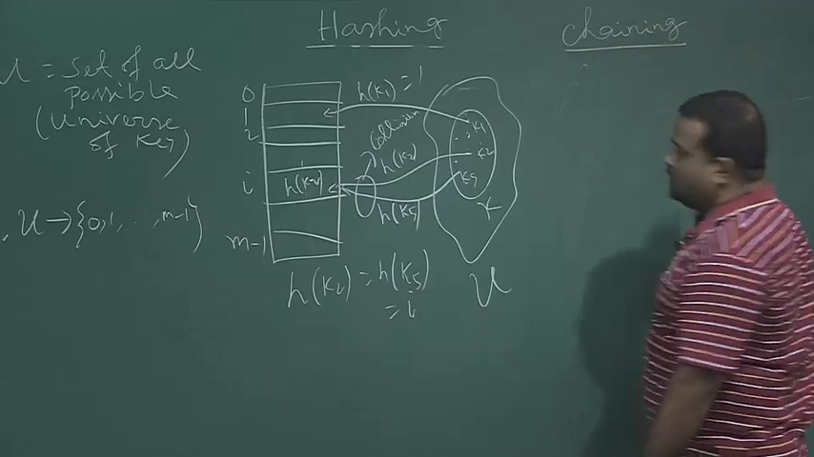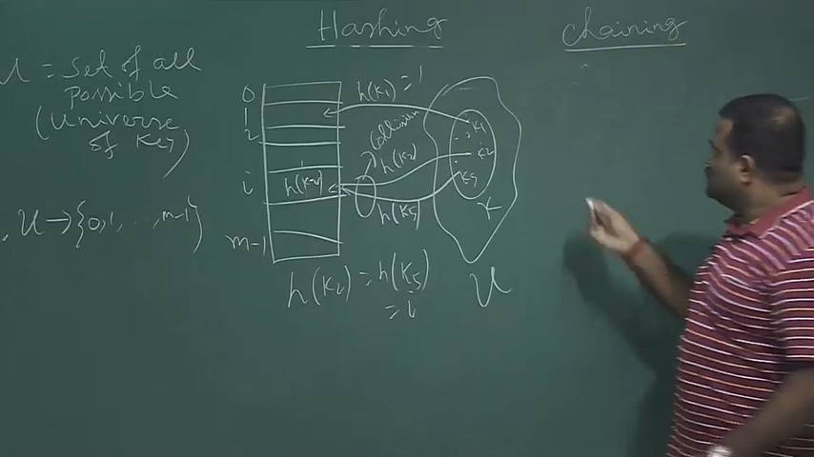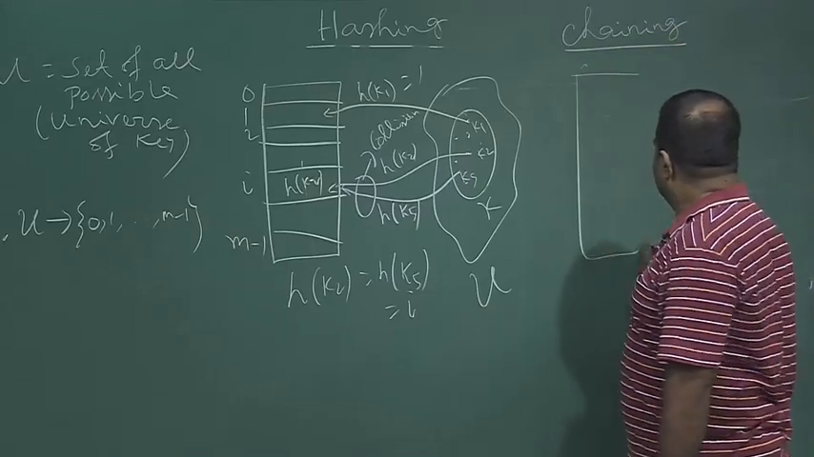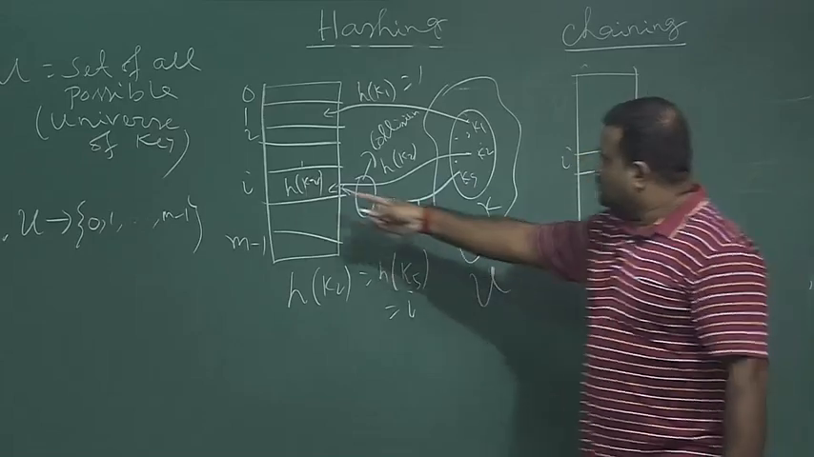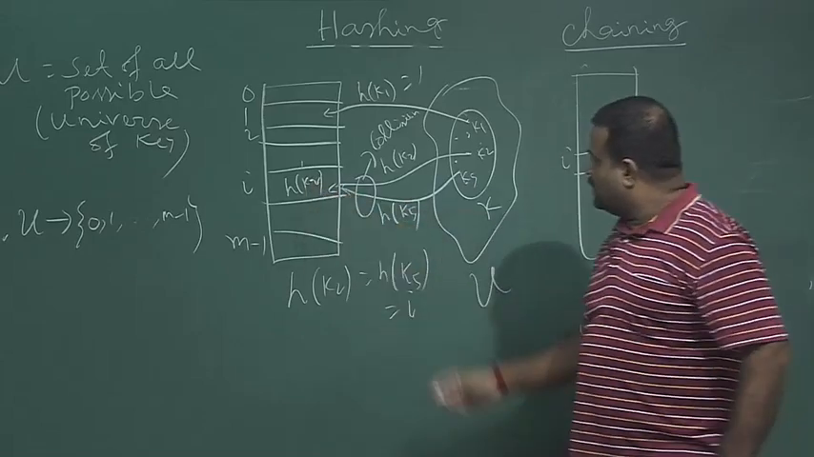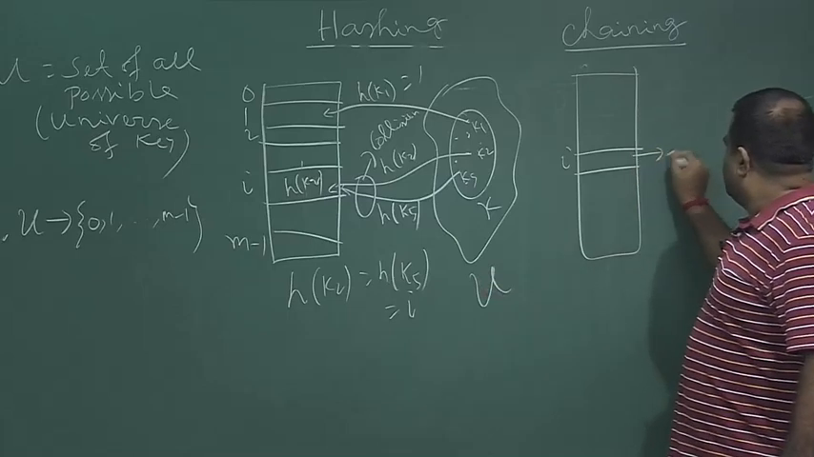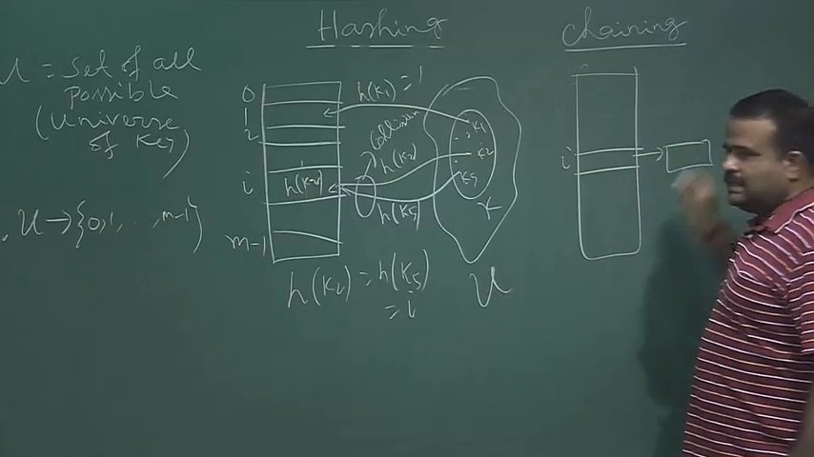Chaining method to handle the collision. Suppose in the ith slot, k2 and k5 are colliding. So what we do? We will put a chain over here, a linked list kind of thing.